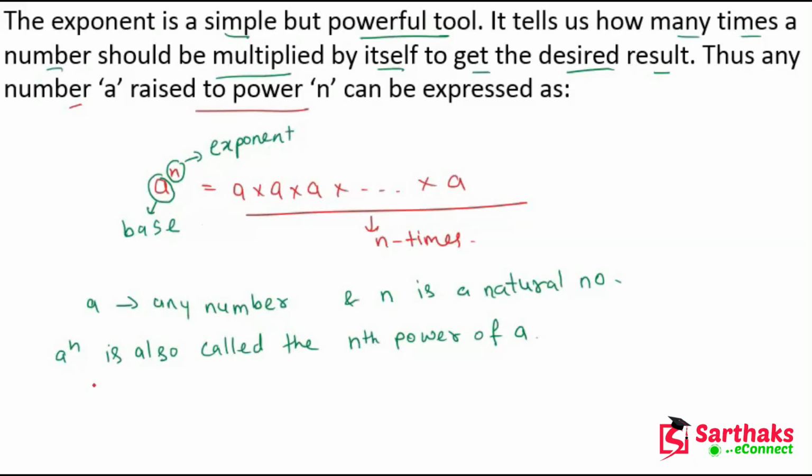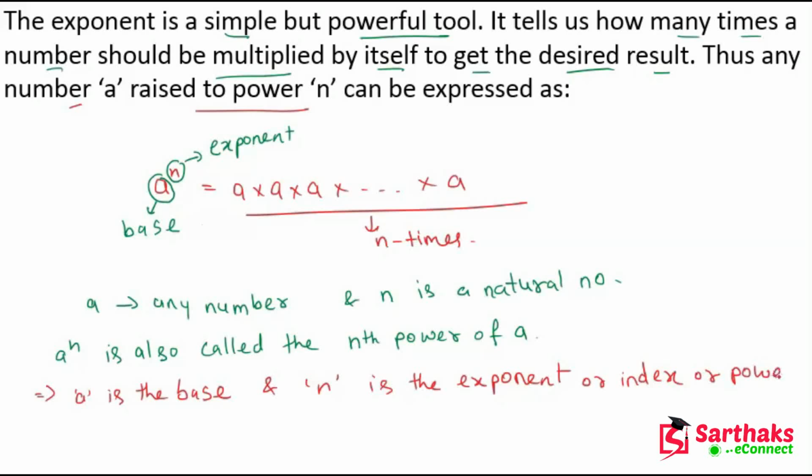So here a is the base, and n is the exponent, or we can call it index, or power. Here a is multiplied n times, and thereby exponentiation is the shorthand method of repeated multiplication. So this is a very easy method.